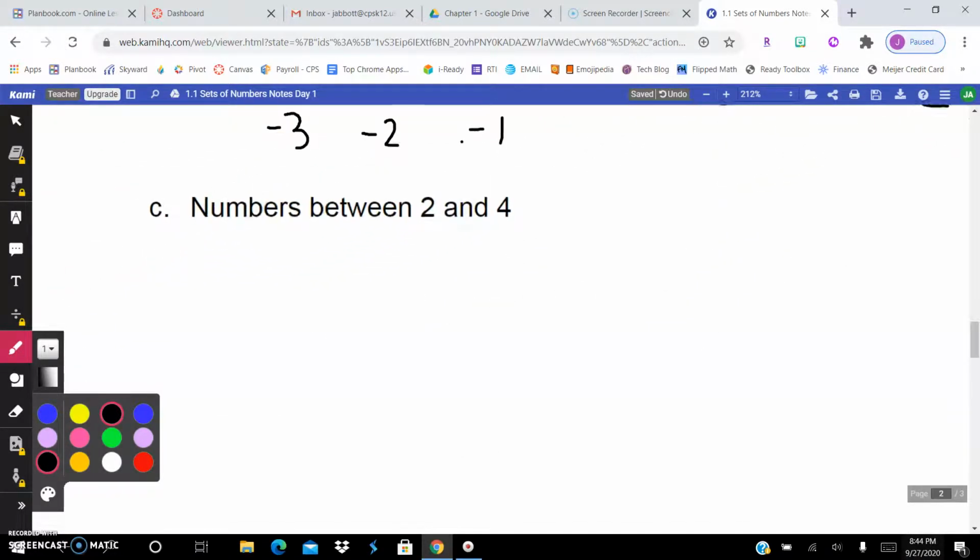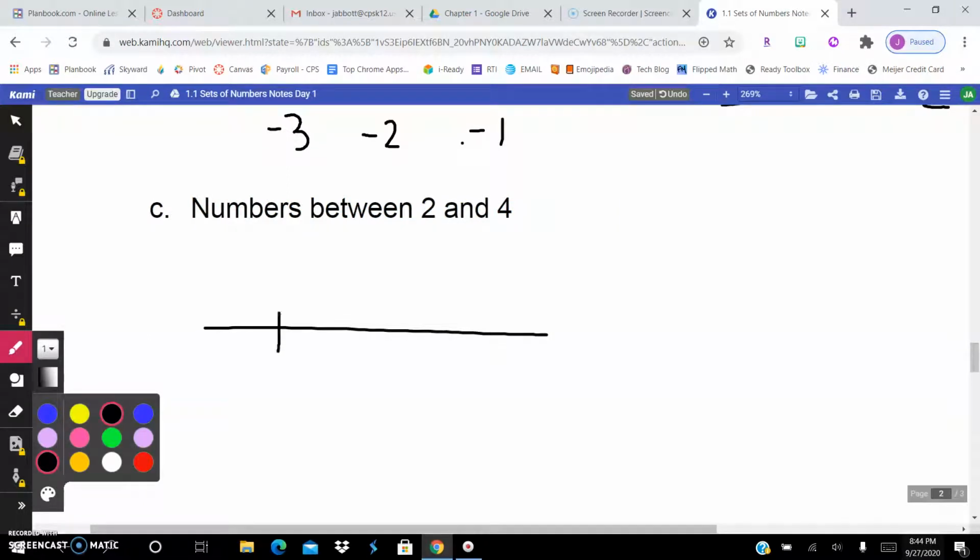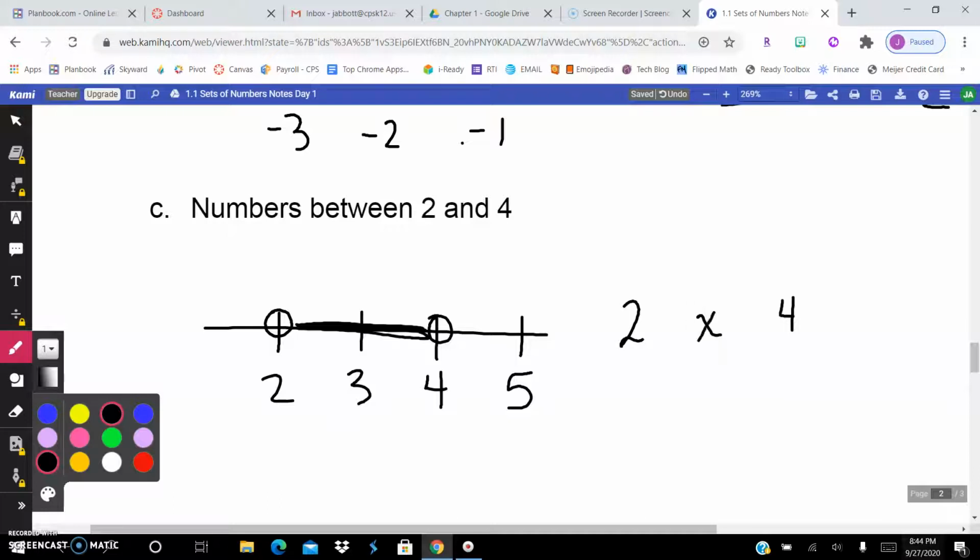Then we have numbers between 2 and 4. So number line here, circle at 2 and 4. We're between them, we're not including them, so we're just going to shade right between the two. Our smallest number is 2 and our largest number is 4. We have our x in between.